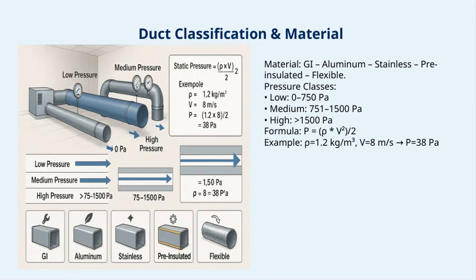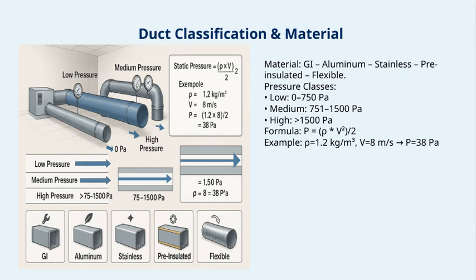Let's take a closer look at duct classification and the materials used. When we talk about materials, you'll often hear about galvanized iron, aluminum, stainless steel, pre-insulated ducts, and flexible ducts. Each of these has specific applications depending on the requirements of the system.